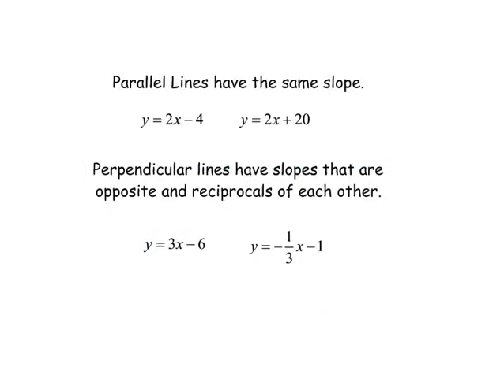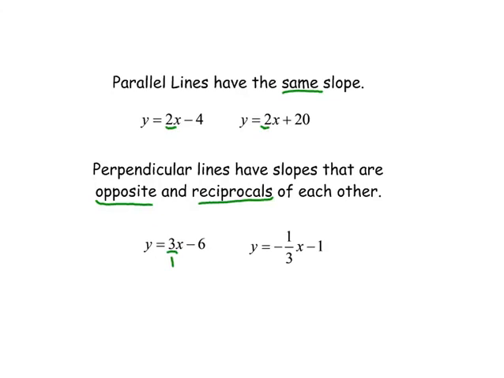So here's what we've said. Parallel lines have the same slope. Here we have a 2x and a 2x. So 2 is the slope for both of those lines. Perpendicular lines have slopes that are opposite and reciprocals of each other. You're going to need both. So the slope of our first line is 3/1. The line perpendicular to that is the slope -1/3.